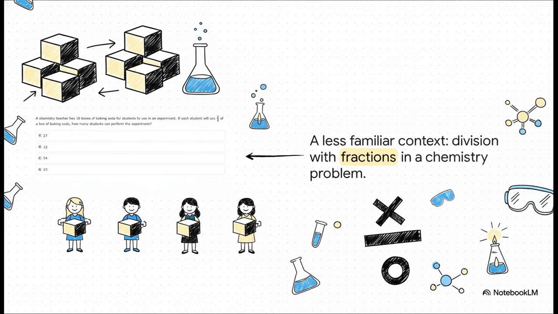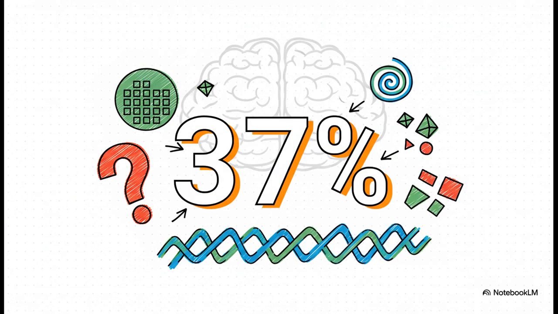So instead of friends and money, now we're in a science class. We've got a chemistry teacher, 18 boxes of baking soda, and each student needs 2/3 of a box. The core math is still division, but we've swapped out those friendly decimals for a tricky fraction. And we traded a familiar scenario for one that's a bit more abstract. And boom, look at that result. Only 37% got it right. So get this, it's not the division itself that's the problem. It's the type of number, the fraction, and the whole context of the question that's throwing them for a loop. Let's break down exactly why.